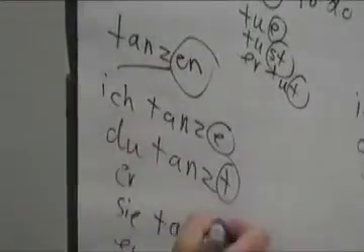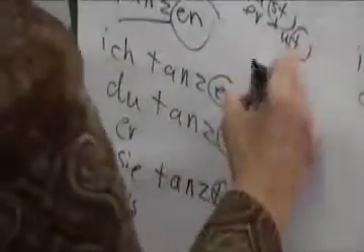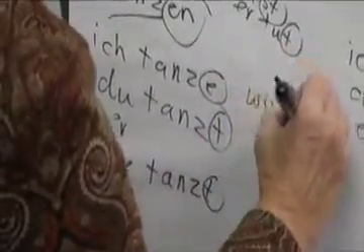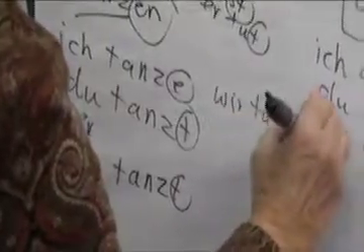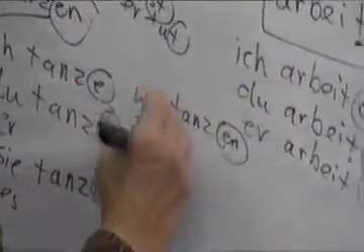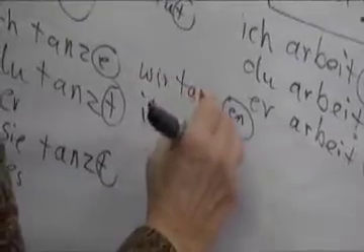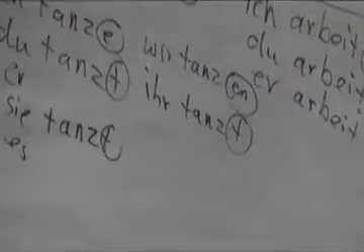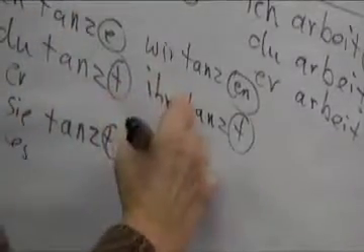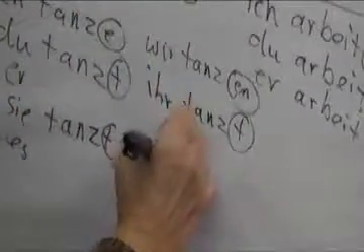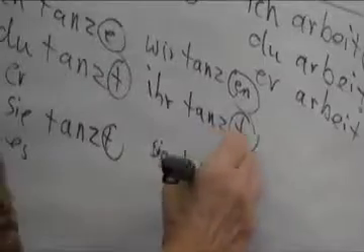Same for er, sie, es. Again, we have our T only. So these two are the same. Wir is normal again. En. Ihr. How would we say ihr? Just a T, right? That's like this one here. And sie tanzen. All right.